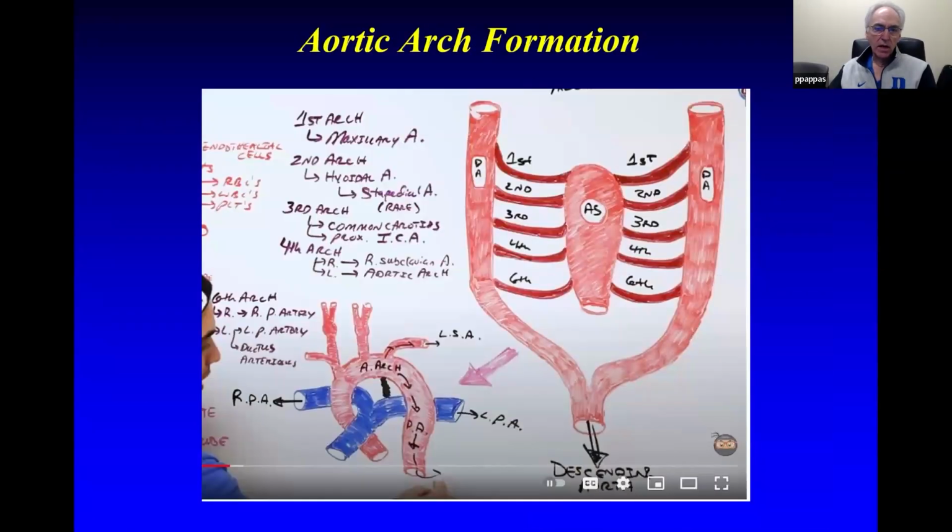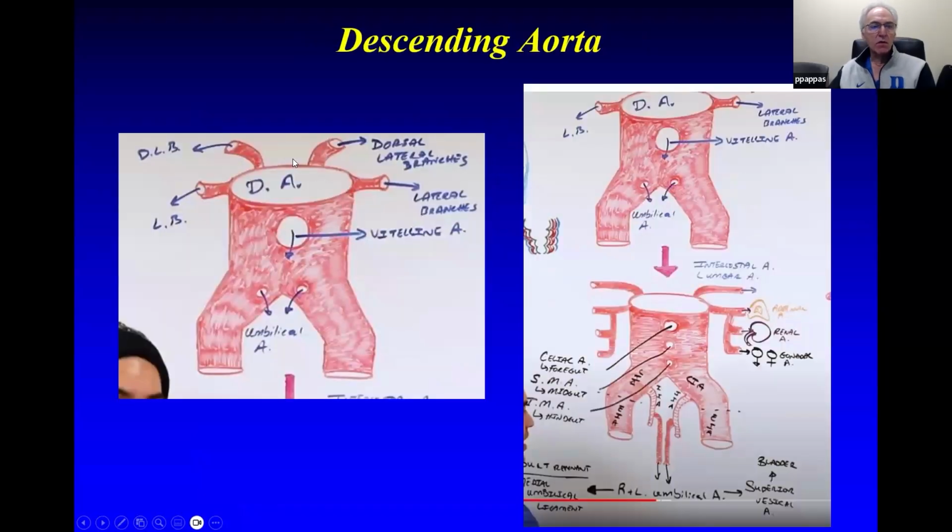Now, going back a second. You see here both the dorsal aortic arches, they fuse to form the descending aorta. The descending aorta has several horns to it. So there's the distal lateral branch, and then the anterior lateral branch horns, the dorsal lateral branch, and then the lateral branch horns, and then the vitelline artery.